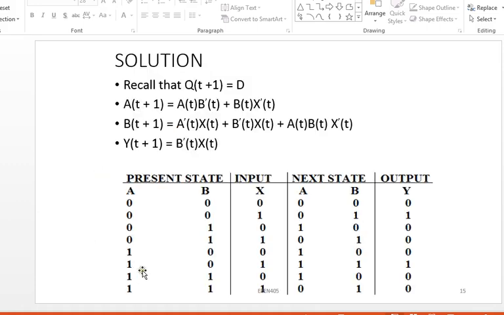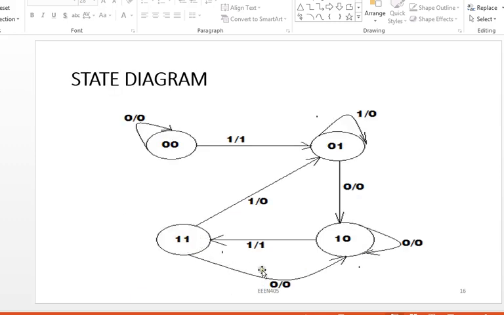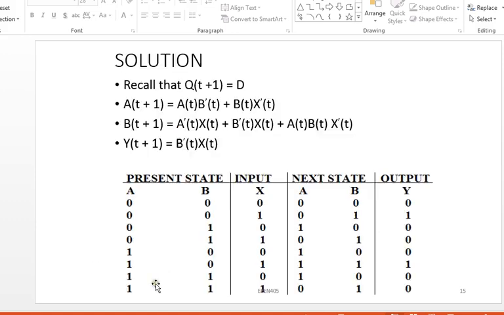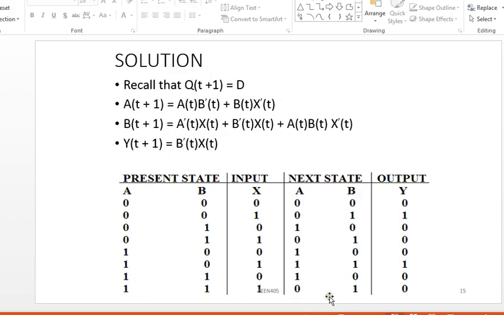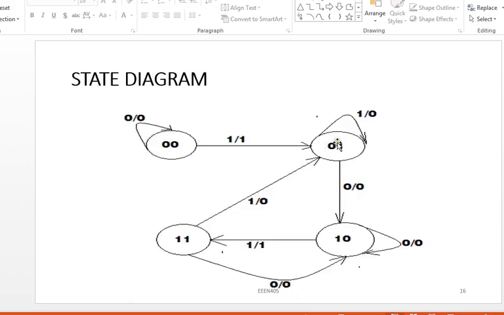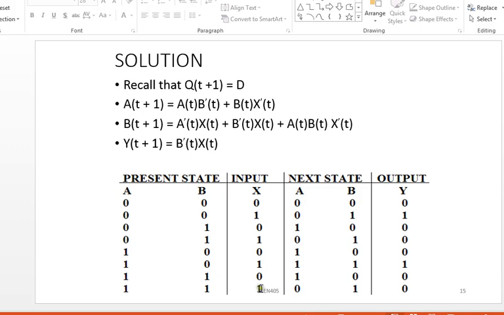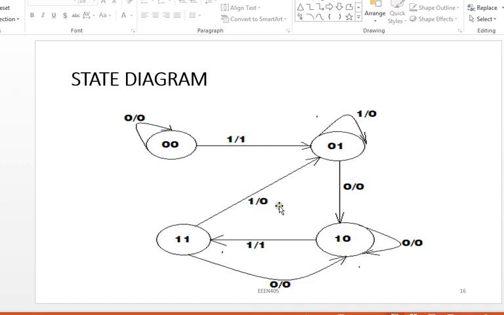Let me take maybe the last one for 1, 1. When AB in the present state are 1, 1, my output is going to 1, 0. Look at it. This is 1, 1. I'll go back to 1, 0. Then going back to the table, my x at that point is 0 and my corresponding y is also 0. That is why you see here 0 slash 0. And the last one here from 1, 1 to 0, 1. Look at it. From 1, 1 we go back to 0, 1. But what are the values of x and y? My x is 1 and the corresponding y is 0, and look at how I put it, 1 slash 0.